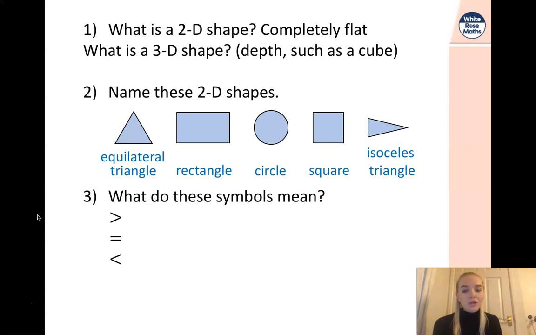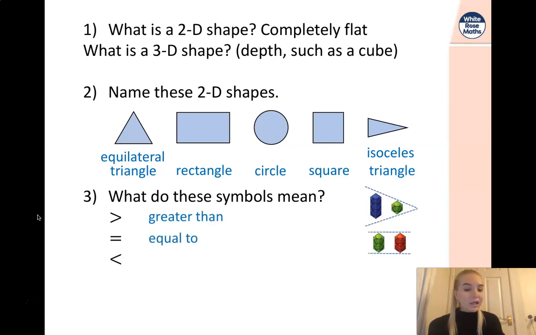Number 3, what do these symbols mean? Well, hopefully you remembered that the first one means greater than, the middle one means equal to, and the final one means less than. This information is going to be really, really important for you today. It's going to really help you out with your learning, okay? So make sure if you need to pause this now to remind yourself, that you pause now, okay?